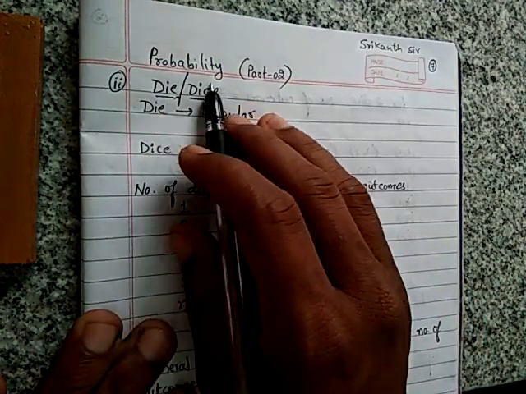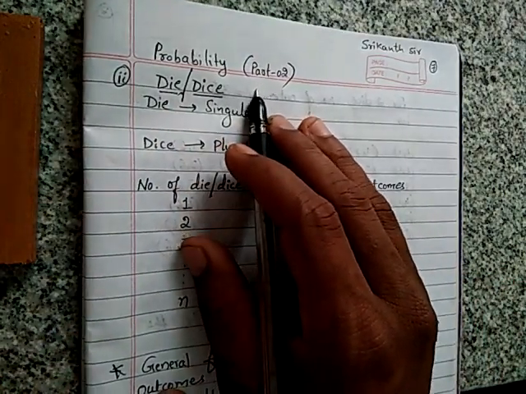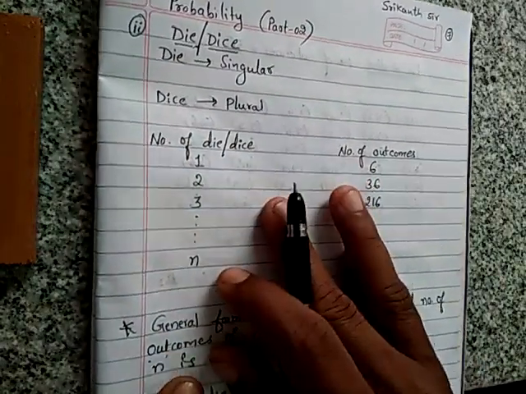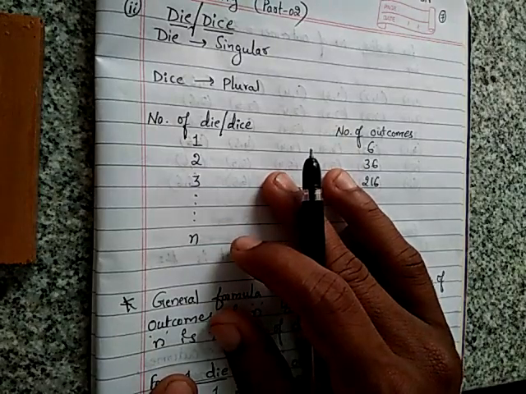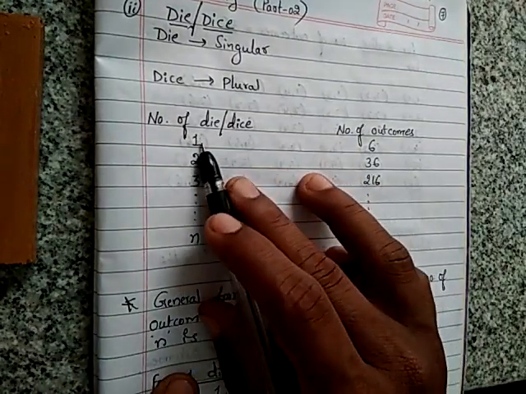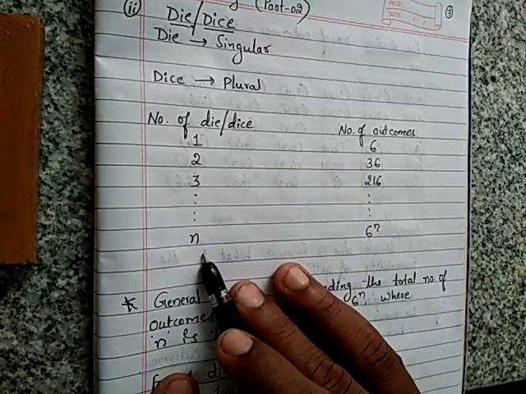Hi friends, probability part number 2. Die or dice. Die is singular, dice is plural. So we will see the total number of outcomes for the die or dice. Here 1, 2, 3 and up to n die are there.